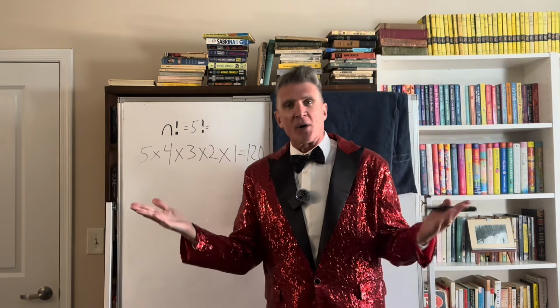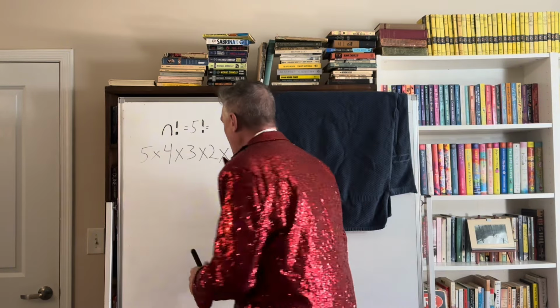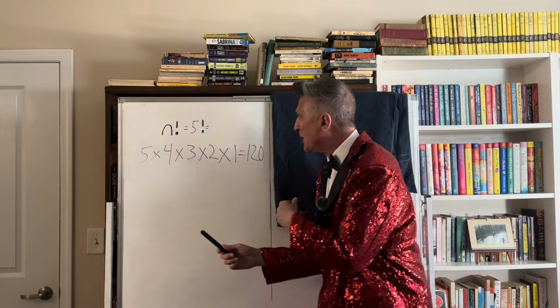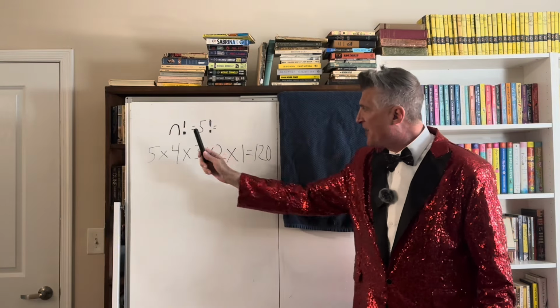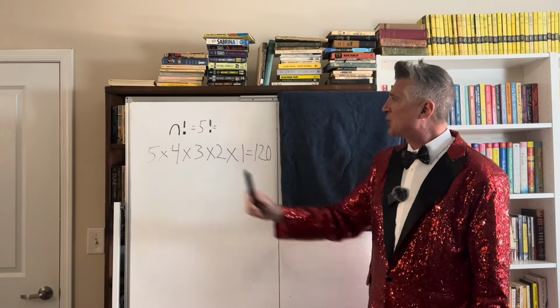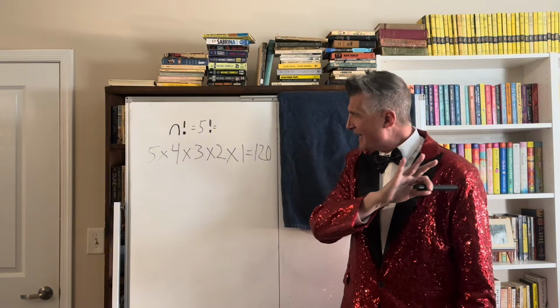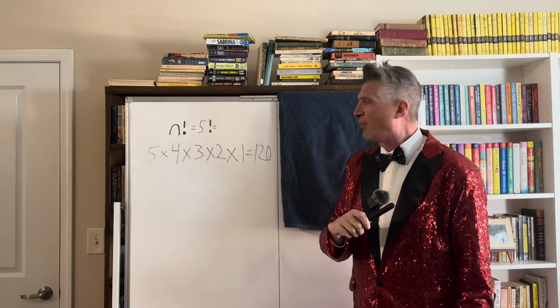Well, what is a factorial? Great question. Let's just go to the board and we'll see what a factorial is. I was about to turn around here, but I don't need to. Let me step over here. This, ladies and germs, is a factorial. This n, which represents any number, and the exclamation point, okay?